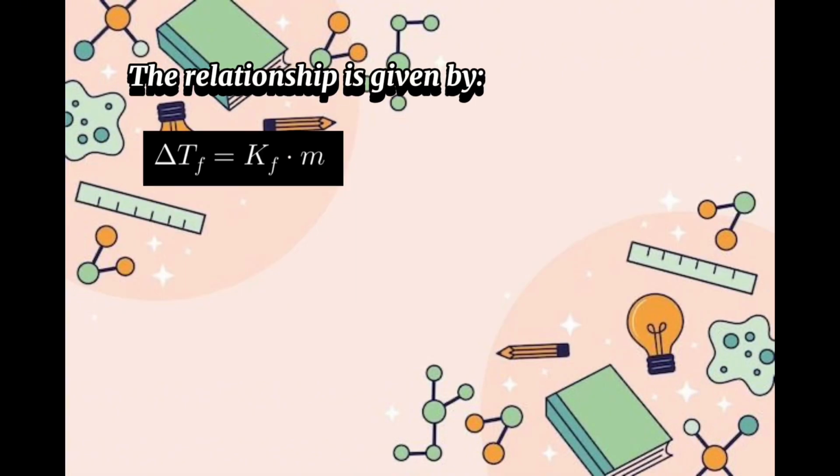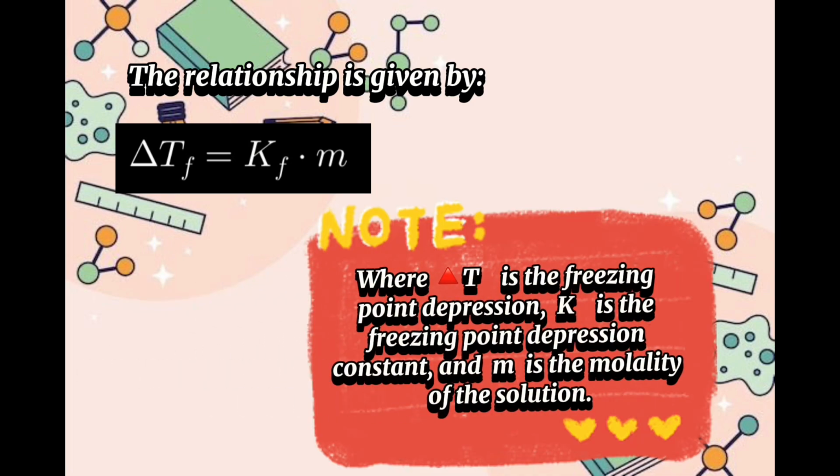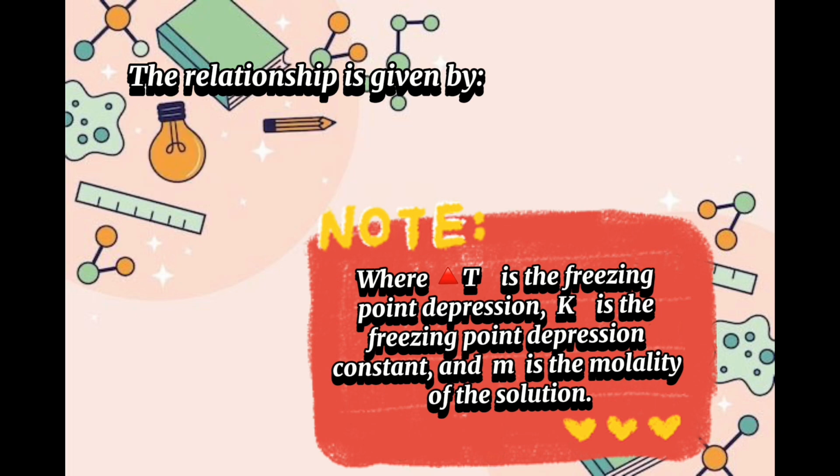The relationship is given by delta T sub F is equal to K sub F multiplied by m, where delta T sub F is the freezing point depression, K sub F is the freezing point depression constant, and m is the molality of the solution.